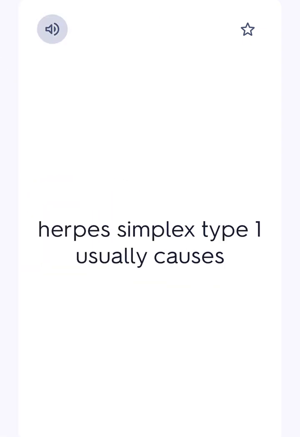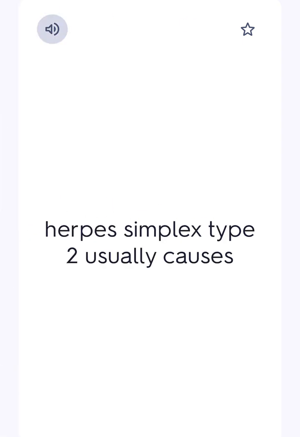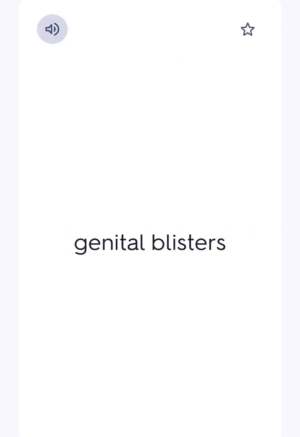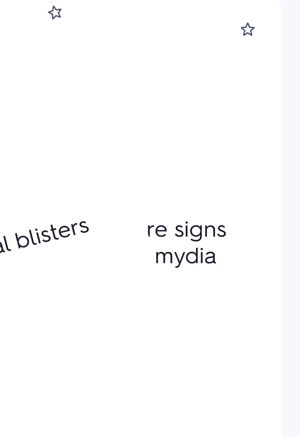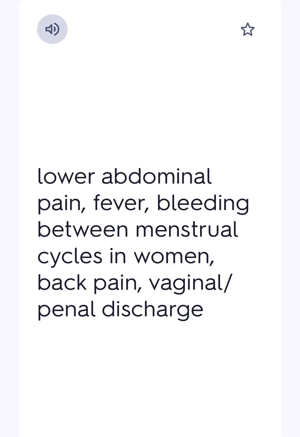Herpes simplex type 1 usually causes fever, blisters around the mouth. Herpes simplex type 2 usually causes genital blisters. What are signs of chlamydia? Lower abdominal pain, fever, bleeding between menstrual cycles in women, back pain, vaginal/penile discharge.